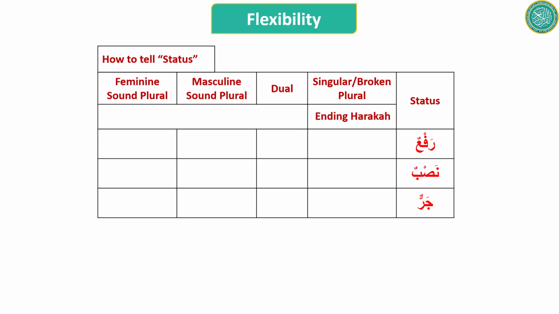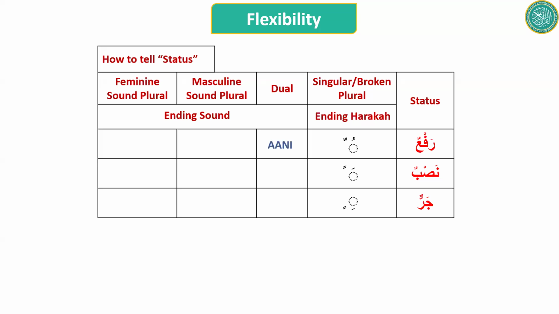For the singular words and the broken plurals, you go with the ending haraka. And for duals and sound plurals, both masculine and feminine, you go with the ending sound. So for singular and broken plurals, single dhamma, double dhamma means rafa on the ending haraka. Single fatha, double fatha is a sign of being nasab. And single kasra and double kasra is a sign of being jar.